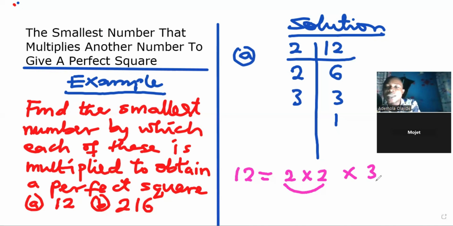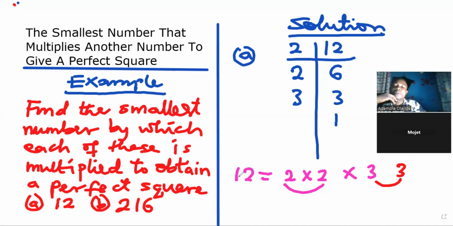That means the smallest number we can use to multiply 12 is now 3, because you need 3 more to be able to multiply this one. 12 itself is 2 times 2 times 3. So we need to introduce another 3 to multiply these 3, so that it will be 9. If you now do 4 times 9, it will be 36, and 36 is a perfect square.